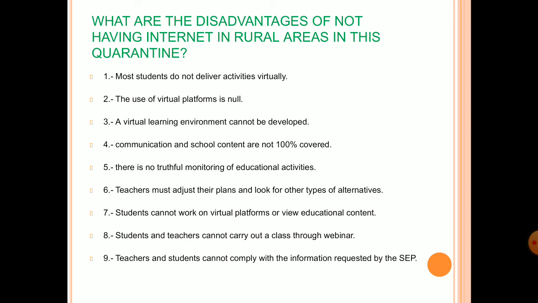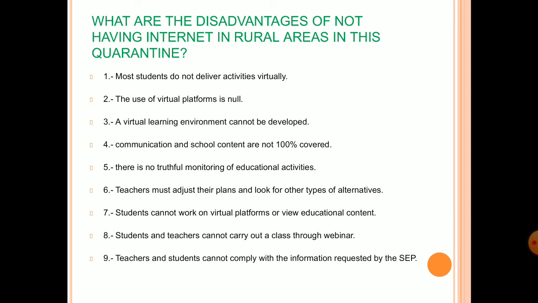In this slide, I'm showing some disadvantages that happen if you don't have internet, or disadvantages that the rural areas have. For example, the first disadvantage is most students do not deliver activities virtually.